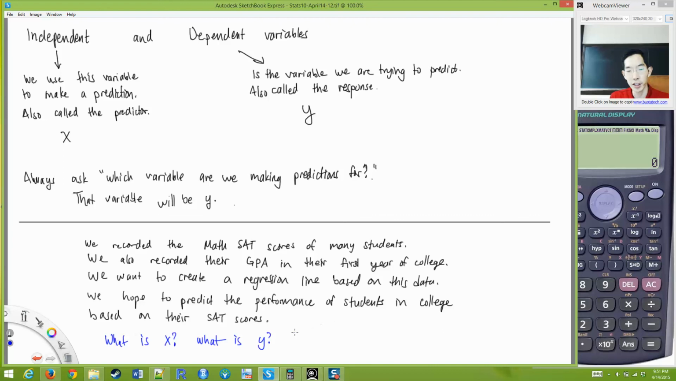So what is our x variable and what is y? We're trying to predict the performance of students in college. How do we measure performance? GPA in their first year of college, based on their SAT scores. So we are using what to make the prediction? Math SAT is the x, and the y is first year GPA.